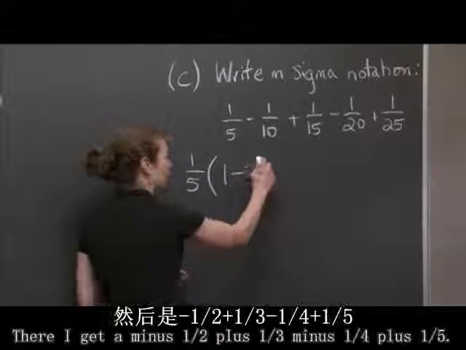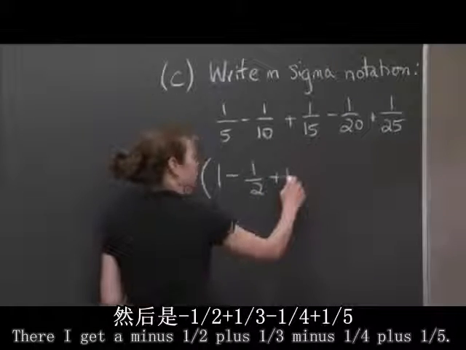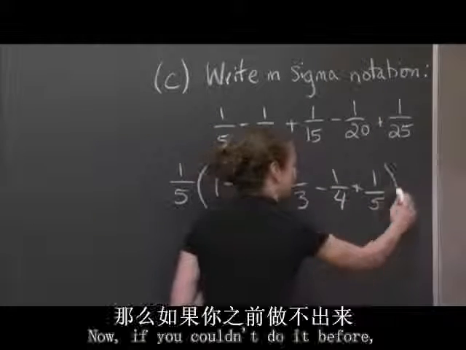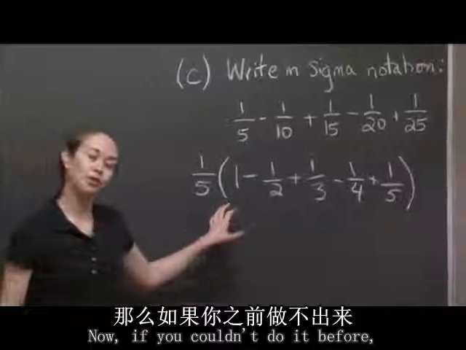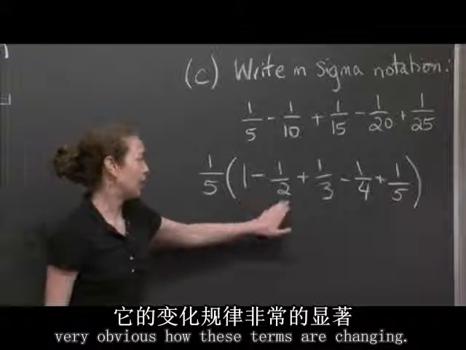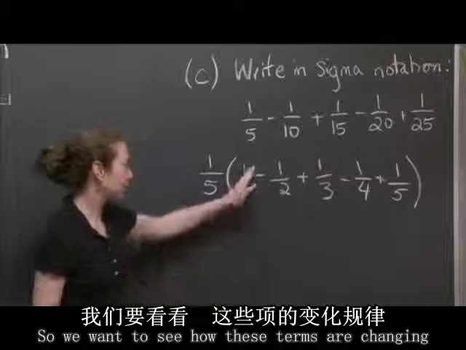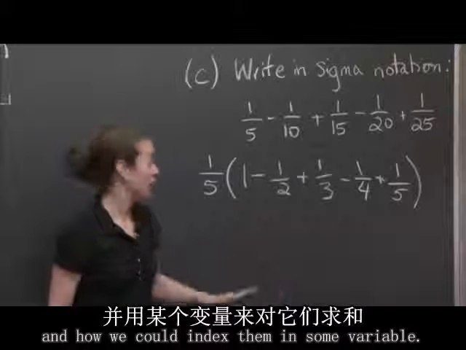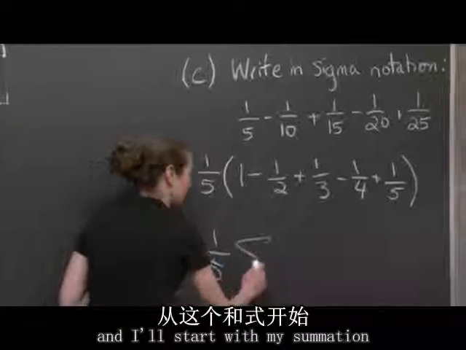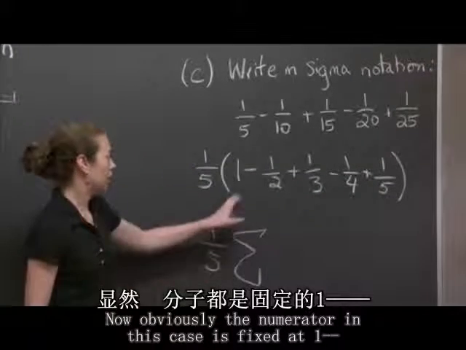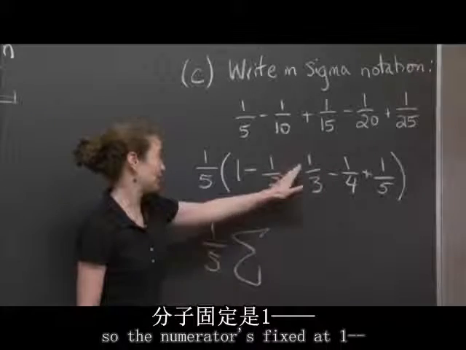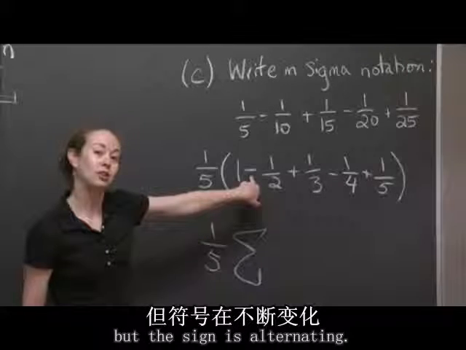There I get a 1. There I get a minus 1/2 plus 1/3 minus 1/4 plus 1/5. Now, if you couldn't do it before, you can probably do it now, because now it's very obvious how these terms are changing. So we want to see how these terms are changing and how we could index them in some variable. So let's start with a 1/5, and I'll start with my summation, and then we'll figure out what all the pieces are. Now, obviously, the numerator in this case is fixed at 1, but the sign is alternating.